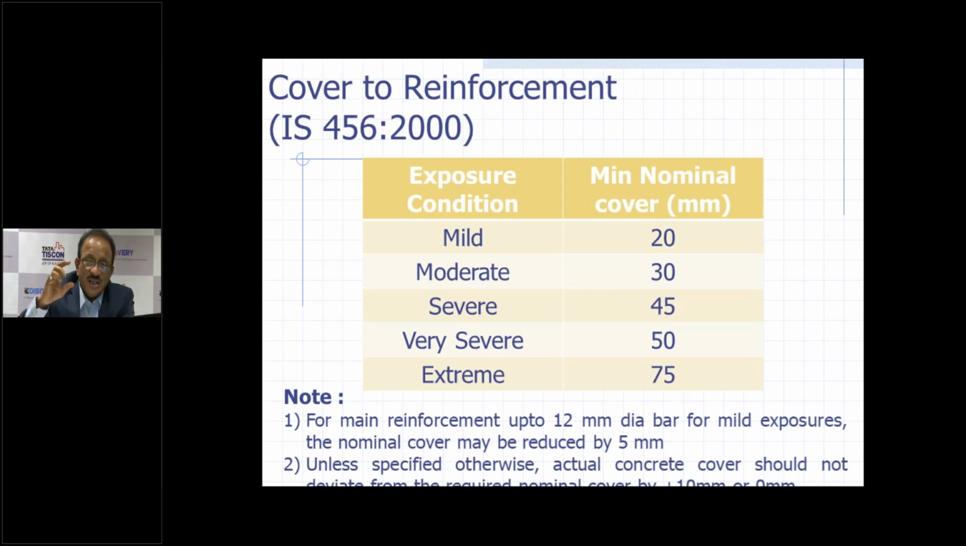Now we again come back to IS 456. There are 5 exposure conditions starting from mild, moderate, severe, very severe, and extreme. And IS 456 recommends minimum nominal cover to the reinforcement as 20 mm for the mild exposure condition and 75 mm for the extreme exposure condition. This exposure condition is connected to the durability, and this IS 456 2000 is heavily banking upon the durability. It has been revised keeping in mind the requirements of the durability in different exposure conditions.